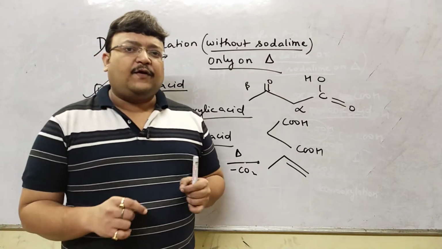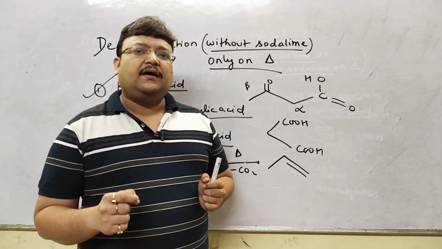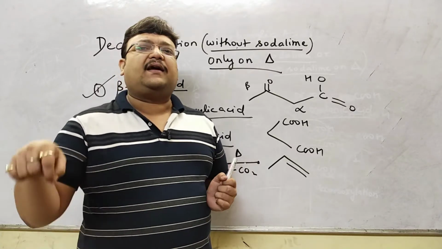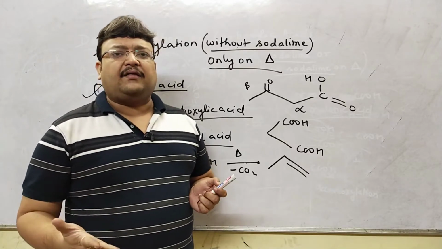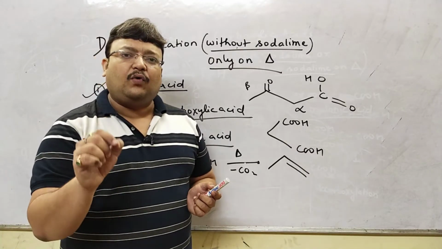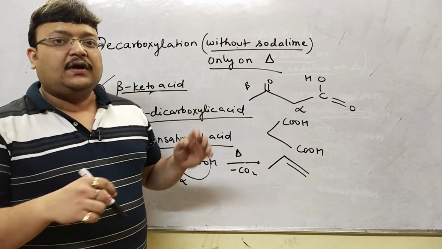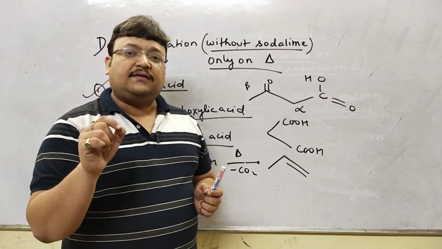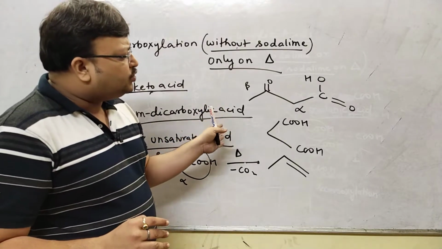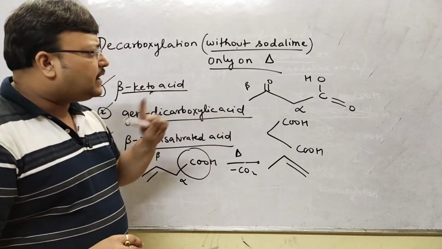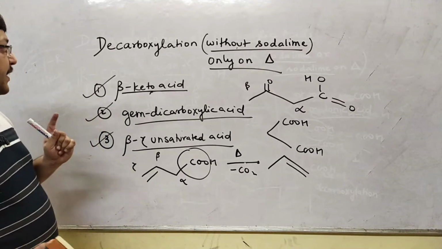Now generally, if a process is happening only on heating, without any reagent, without any catalyst, it might involve an intramolecular cyclic transitory state. You will recall many mechanisms in organic chemistry like this. I would want to show it for a couple of examples: for beta keto acid, gem dicarboxylic acid, beta gamma unsaturated acid, we'll see how this might be happening.